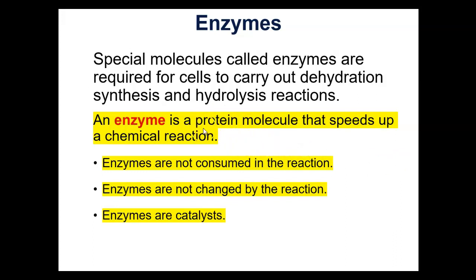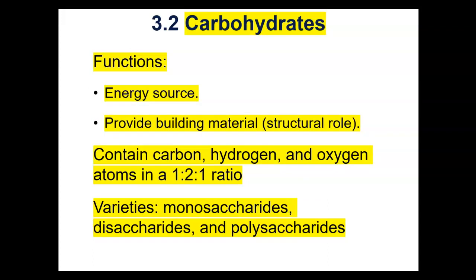Okay, enzymes are protein molecules, so they're always proteins, and they speed up a chemical reaction. So down at the bottom, the word for that is enzymes are catalysts. A catalyst is a substance that speeds up a chemical reaction. Enzymes are not consumed in the reaction and they're not changed by the reaction. So basically, if it's an enzyme that helps to break down starch into glucose, the enzyme can be used over and over and over again to do that.